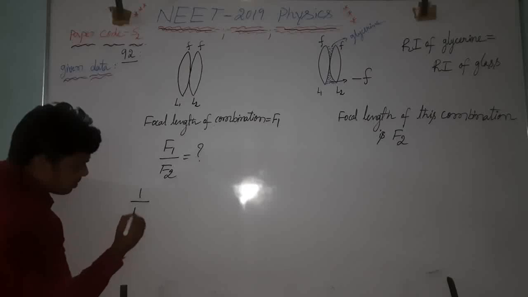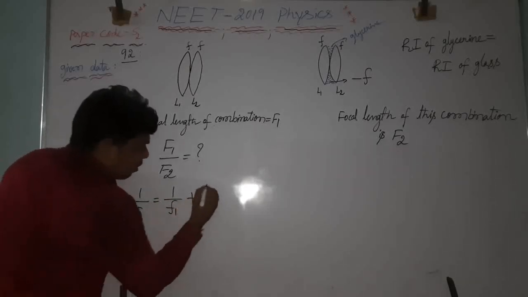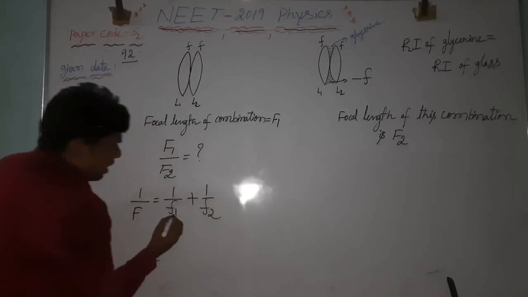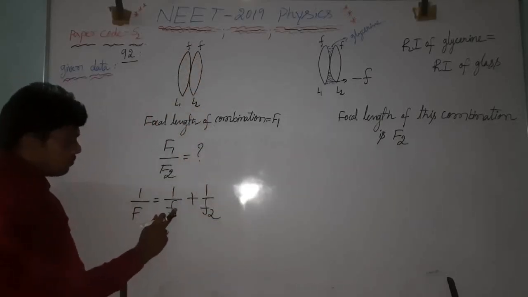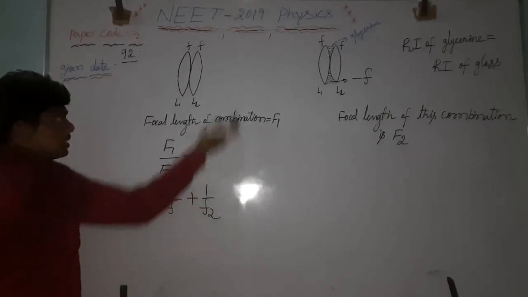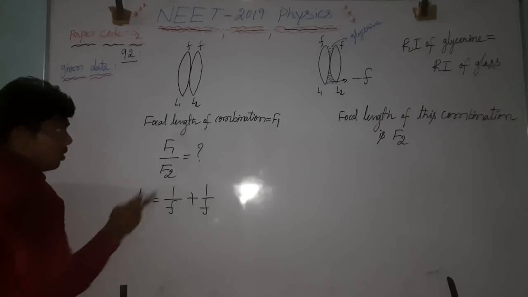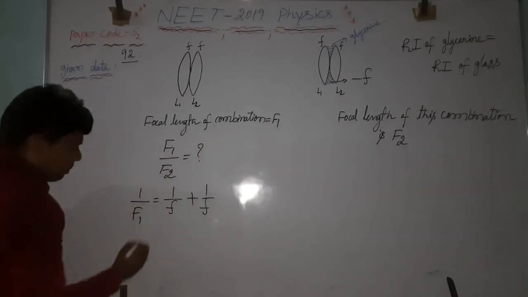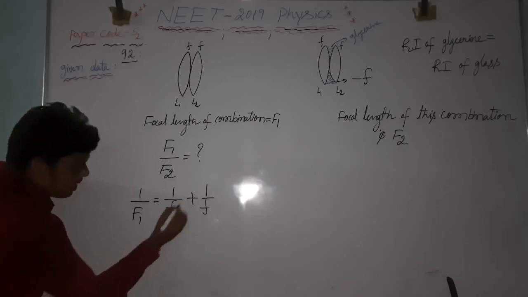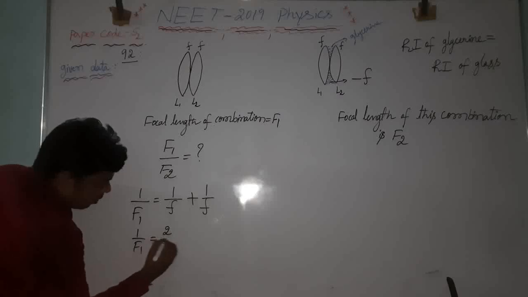What is the formula for that one? 1 by f is equals to 1 by f1 plus 1 by f2. Here f1 is the focal length of the first lens. What is the focal length of the first lens? F only. What is the focal length of the second lens? F only. This is nothing but the focal length of the combination, indicated by F1. Now 1 by f1 is equals to 1 by f plus 1 by f. You can make 1 by f1 is equals to 2 by f.